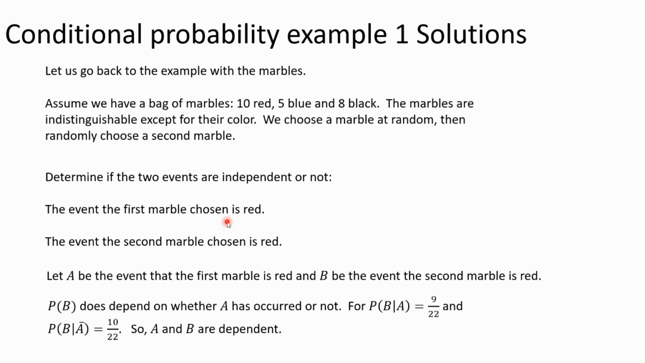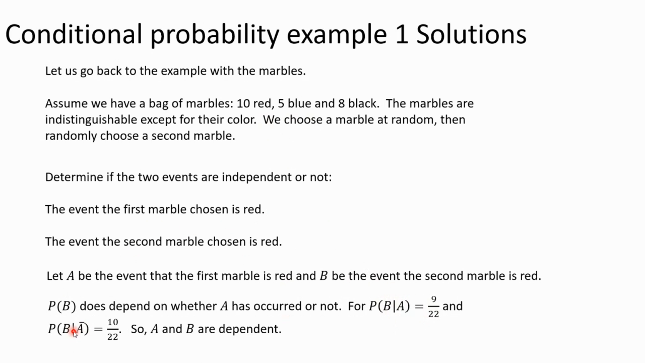If A occurs, that means the first marble was red. So for the second marble, there's one less red marble. There's only 9 now. Moreover, there's only 22 marbles, because there's one less marble in the bag. So the probability of B given A is 9 out of 22.